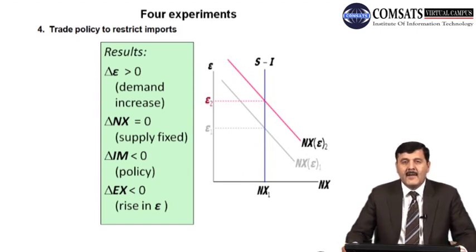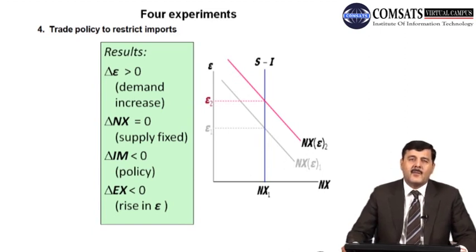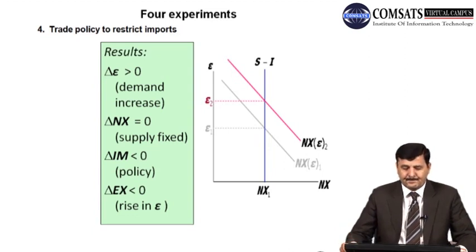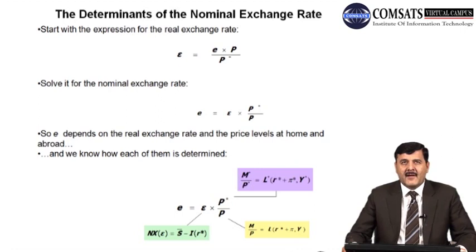And then we have seen that the change in net exports is negative with a rise in E, the real exchange rate. If the real exchange rate rises, net exports will decrease. Now the determinants of the real exchange rate, we will try to see in the next 2-3 slides, the determinants that determine the nominal exchange rate.